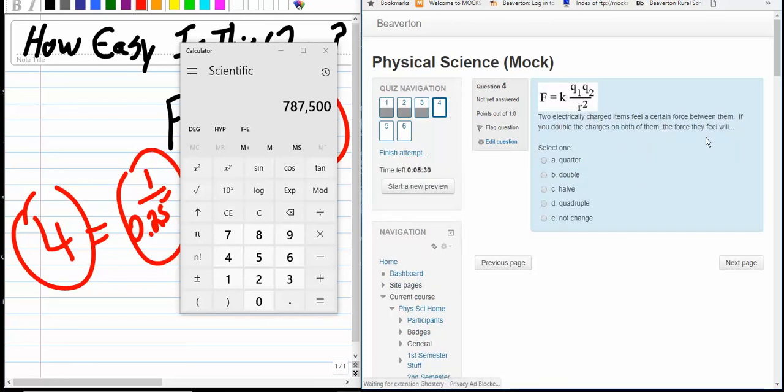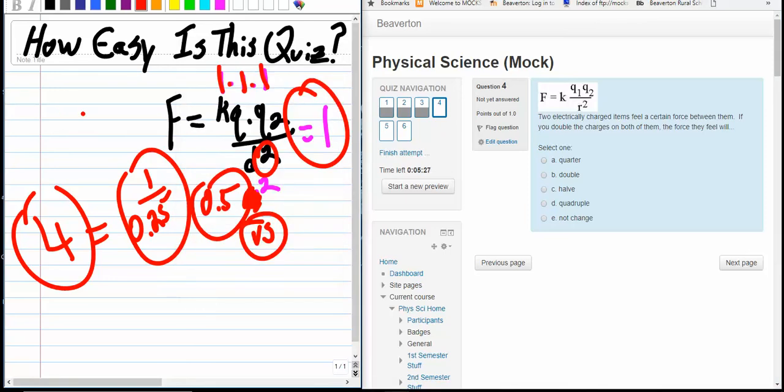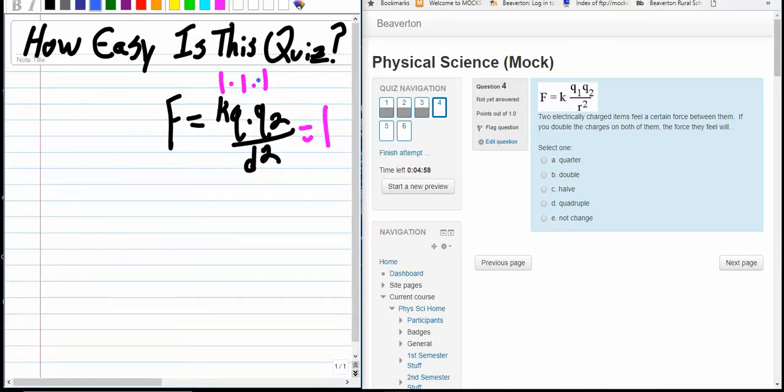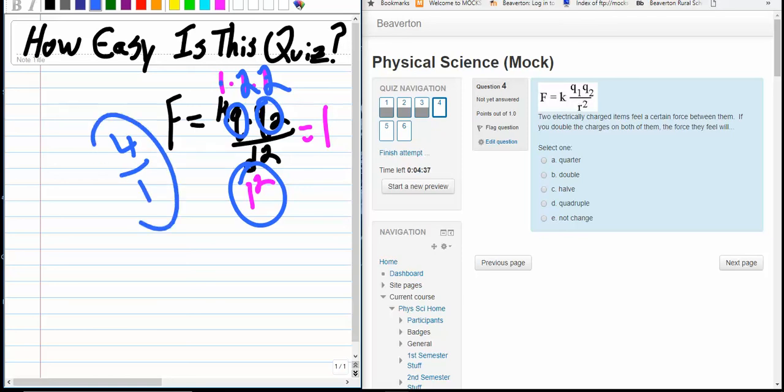If you double the charges on both of them. Okay, so that's back to this thing again. Let me clean this up really quickly. We already know that if we do 1 times 1 times 1 over 1 squared, we got 1. But what if instead we're doubling the charges on both of them? These are the charges, the Q's. If these both became 2's, 1 times 2 times 2 is 4. It doesn't say change the distance, so we'll leave that a 1. So 4 over 1, so 1 versus 4 over 1, that is again quadruple.